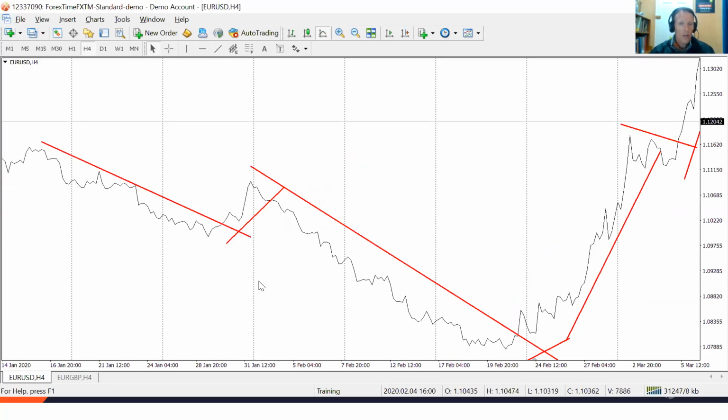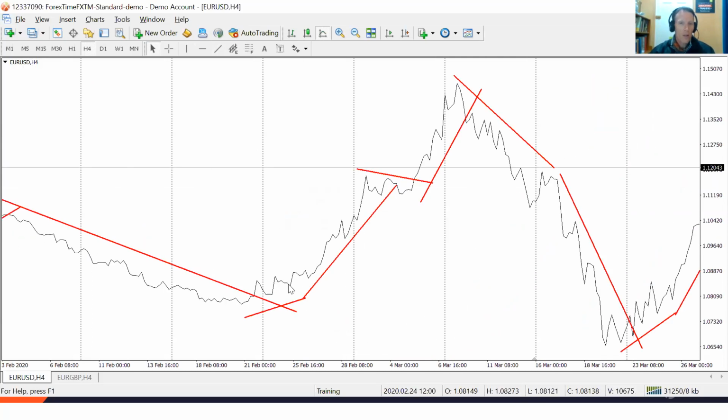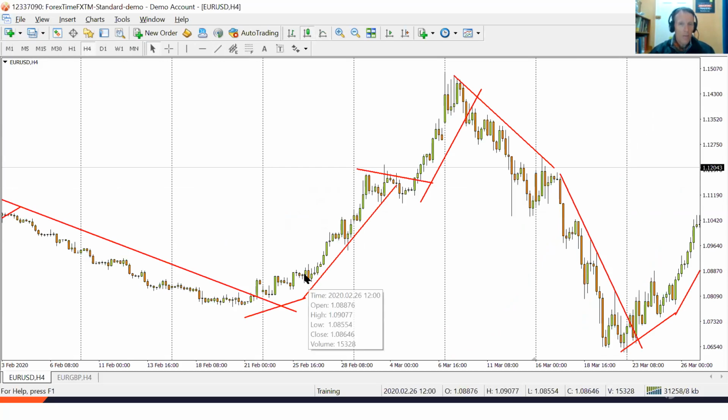But unfortunately, you cannot only trade with this line chart. This is a closing price. What we do need is the candles. But then again, we don't look at each individual candle. We look at the ebb and the flow of the market. The candles, what they do is they give us the emotions of the market.